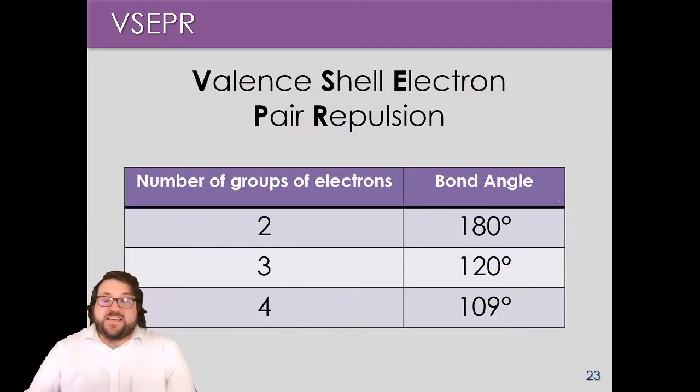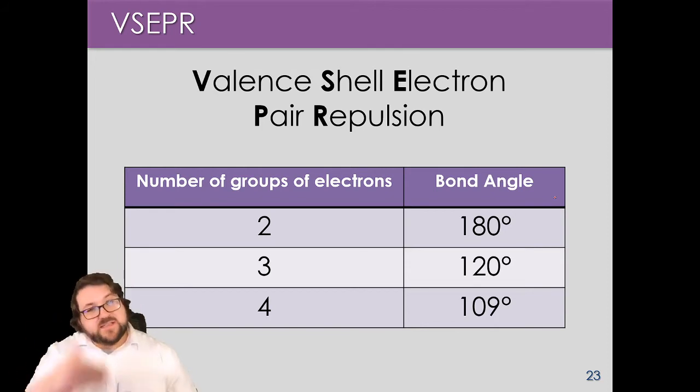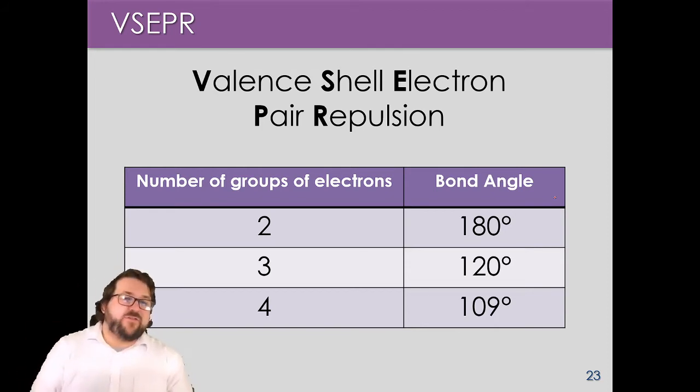Okay, lovely. So that takes us back to this. Basically, you're just remembering that if there are 2, then you're cutting a circle into 2. If there are 3, you're cutting a circle into 3. And if there are 4, you're going into 3D space and using the whole space to give you a bond angle of 109 degrees.